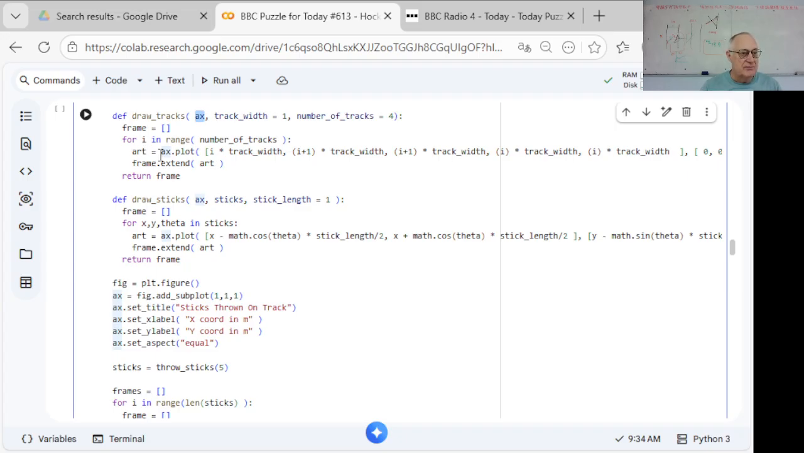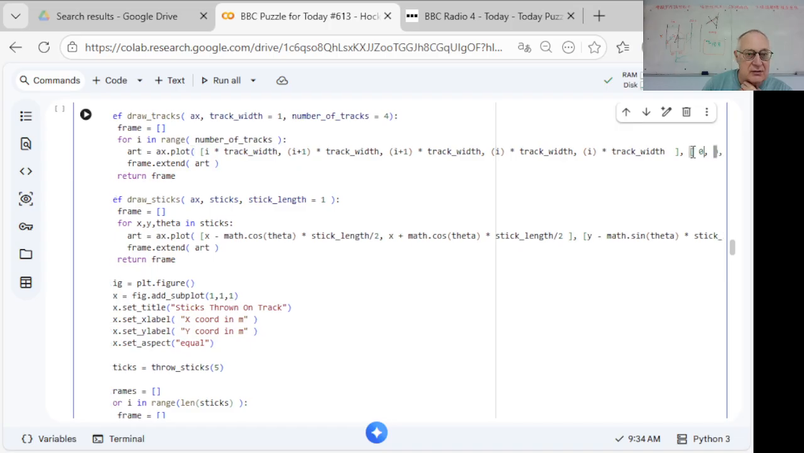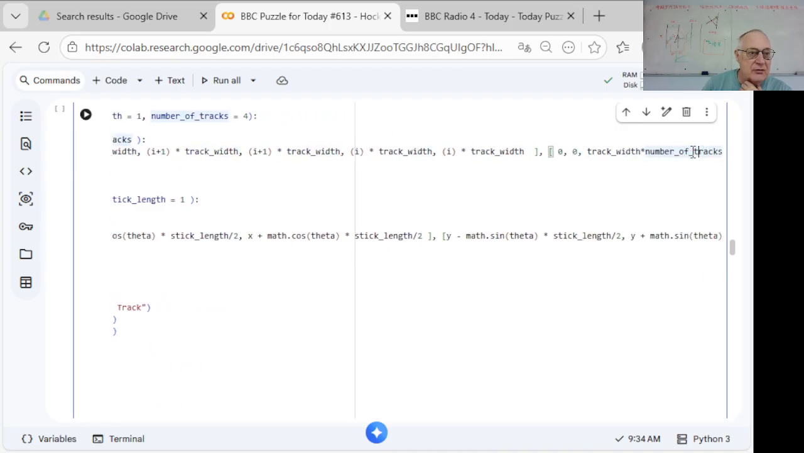And then I call plot, which is simply to plot straight lines. First, I draw the tracks, so they go from i multiplied by the track width to i plus 1, multiplied by the track width. These are the x coordinates, and then the second one, these are the y coordinates.